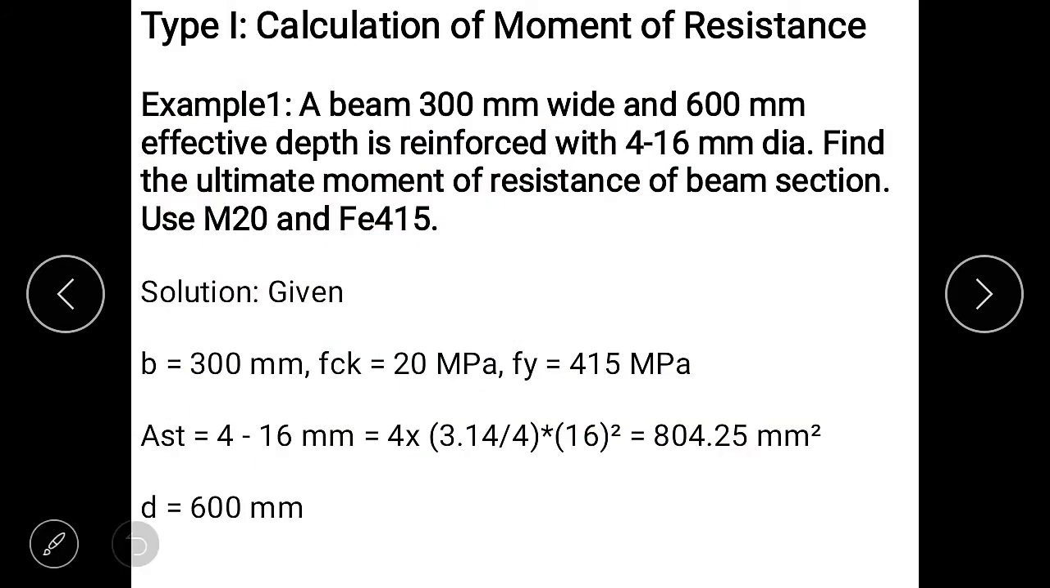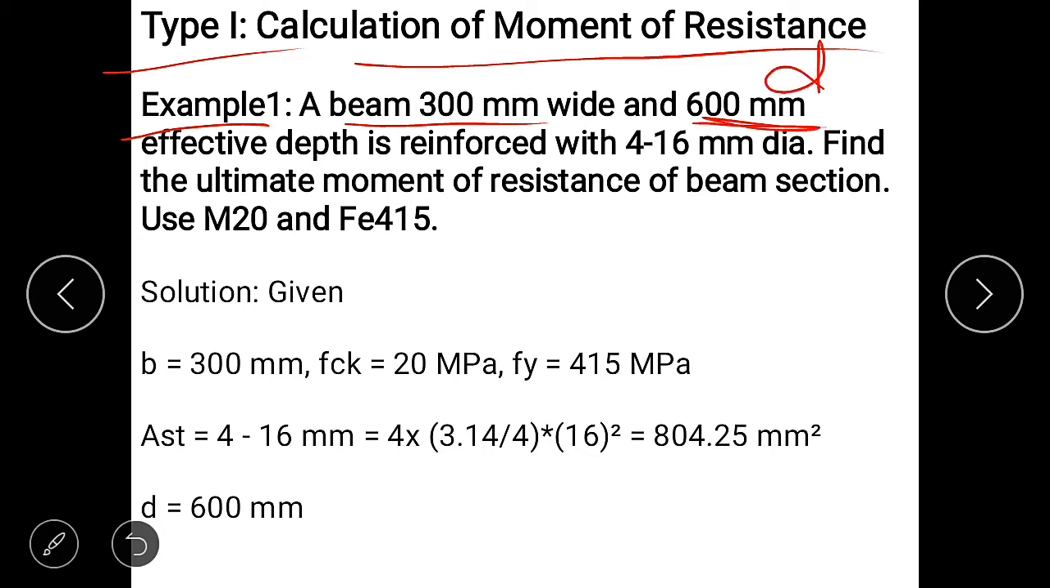so using these guidelines, we are going to start some examples of singly reinforced beams using the LSM method, the limit state method. Type 1: calculation of moment resistance, Mu. We have to find Mu. The example given is a beam of size 300 mm wide and depth 600 mm. If only depth is given, then consider it as the overall depth.